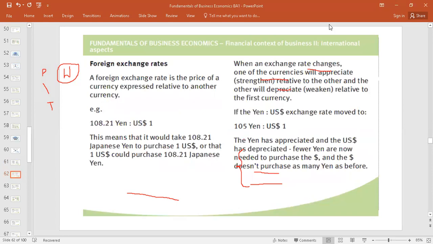Now, a simple example about what impact would be there because of fluctuation in foreign exchange rate. So, a foreign exchange rate is the price of a currency expressed relative to another currency. Here there is an example given. If it is 108.21 yen, it is equal to $1. So, most of the time we keep listening to two currencies. One is what is the $1 worth in terms of rupees. So $1 is equal to some 70 plus rupees.